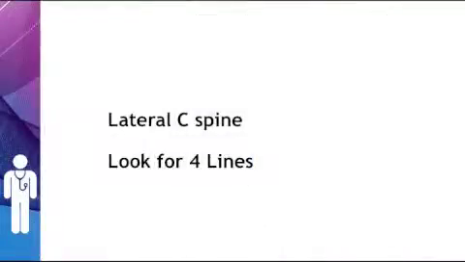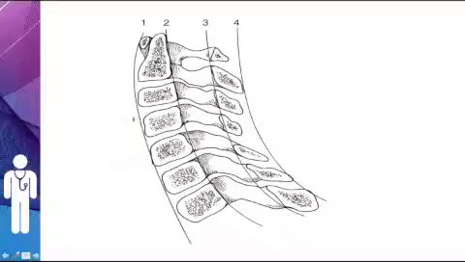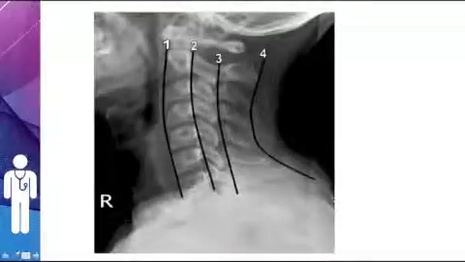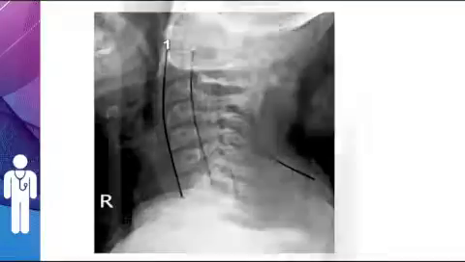On a lateral C-spine x-ray, you want to look for 4 lines. So it's the anterior line here, posterior line here, spinolaminar line here, and posterior line here. So this is what it should look like. It should be nice and lined up. Shouldn't really be any step there.